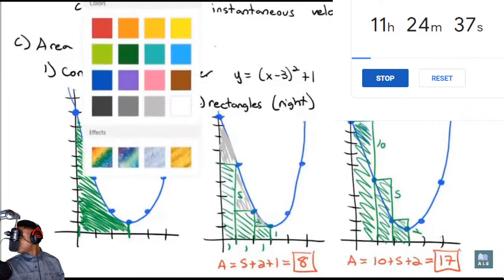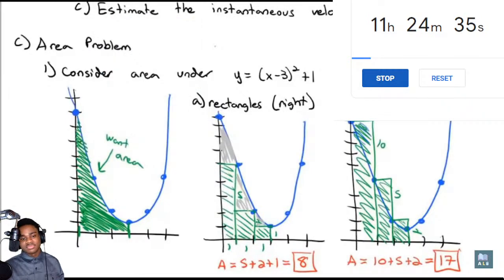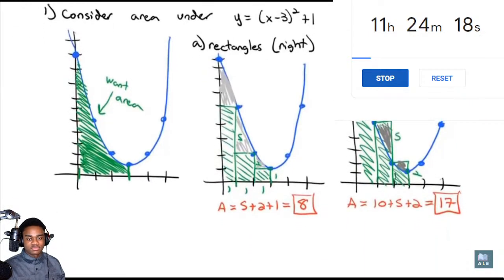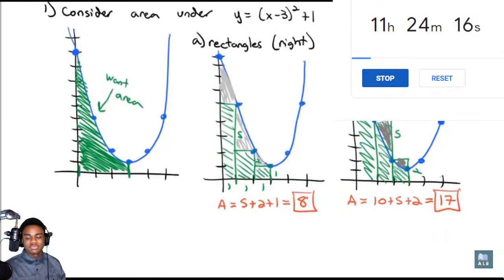But again, we've got a problem. Because now instead of having too little area, we end up with too much area. We've kind of got this area that I'm going to color in gray that sticks up above the graph. So the first time we were too low, the second time we're too high. How are we going to estimate what the actual value is?